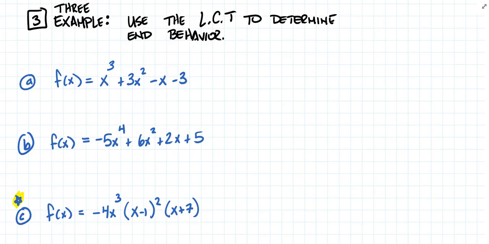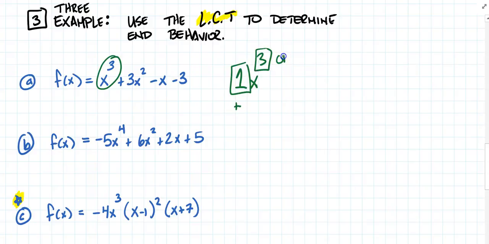Okay, in box number 3, we're going to do 3 examples together using the leading coefficient test to determine the end behavior. So this LCT means leading coefficient test. Let's do number A. It says x cubed plus 3x squared minus x minus 3. We only have to concern ourselves with the leading coefficient. So I have basically a 1 x to the third.